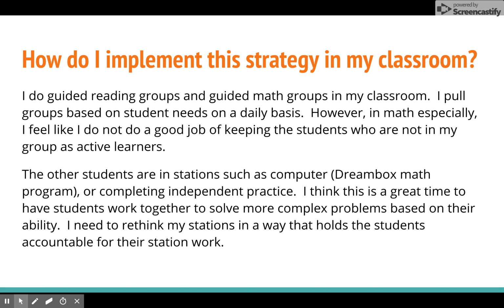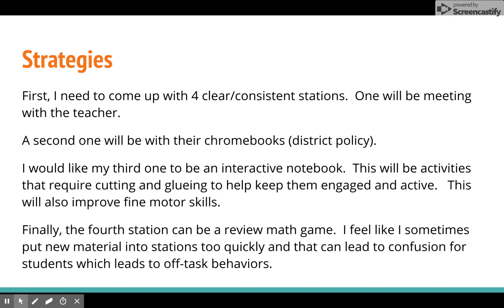I do guided reading groups and guided math groups every day. However, in math especially, I don't feel like I do a great job of keeping the students that are not meeting with me focused. They're not active learners. They do a station that's on the computer called Dreambox. I do feel like this is an effective station. It's individualized, the students enjoy it, and they're learning on it. But when they're doing the other activities, I don't feel like they're held accountable, and I think that I really need to rethink my stations.